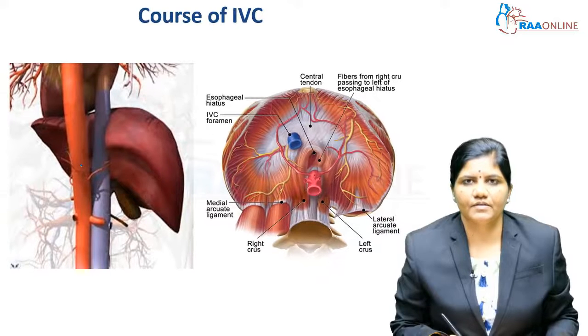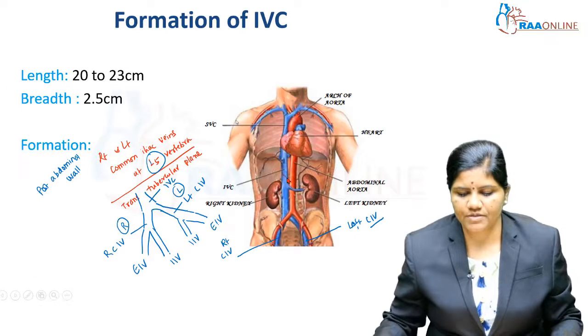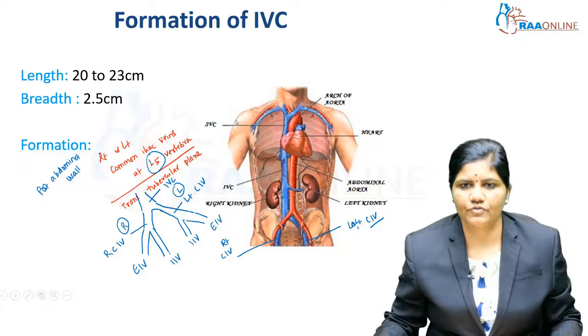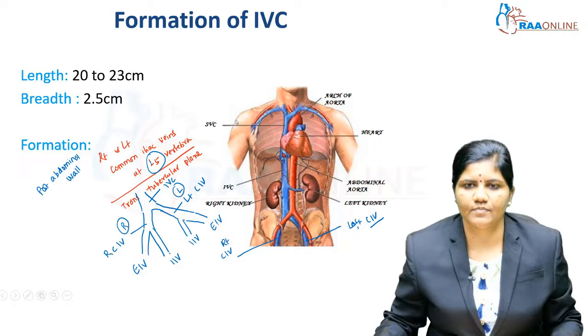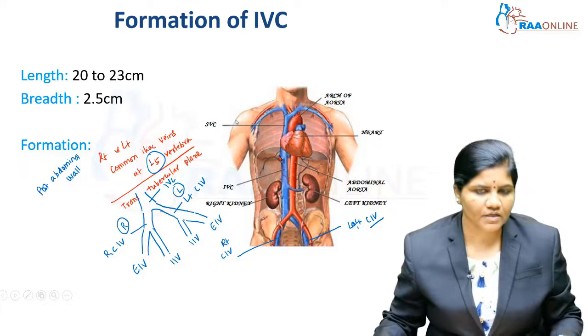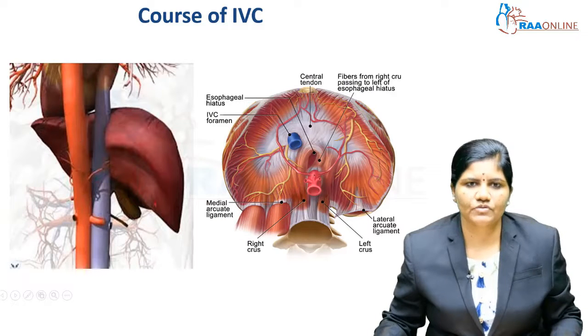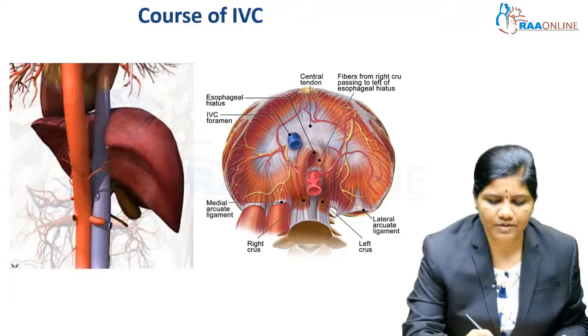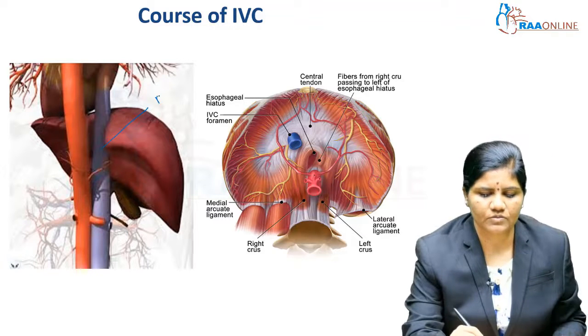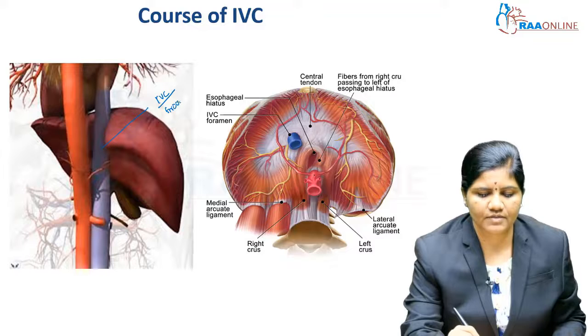Now the course of the IVC. The formation is at the level of L5 vertebra by the fusion of right and left common iliac veins. Then it ascends upwards in the posterior abdominal wall on the right side of the aorta, reaching the area of the liver. Here they removed the liver. In this picture we can see the posterior surface of the liver. On the posterior surface of the liver, the inferior vena cava makes a groove. So the groove for IVC is present here. This is the IVC.